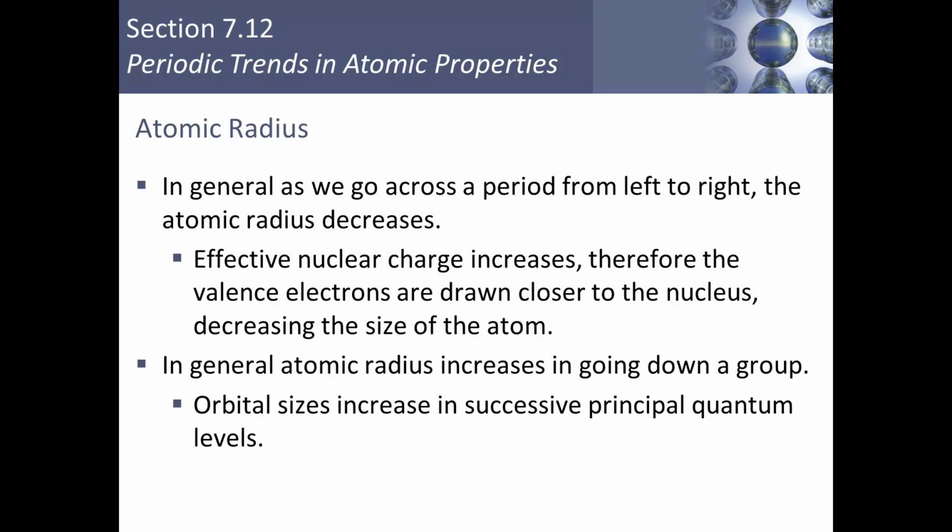In general, as we go across a period from left to right, the atomic radius decreases. This is because the effective nuclear charge increases, therefore the valence electrons are drawn closer to the nucleus, decreasing the size of the atom. And in general, atomic radius increases in going down a group. This is because orbital sizes increase in successive principal quantum levels.